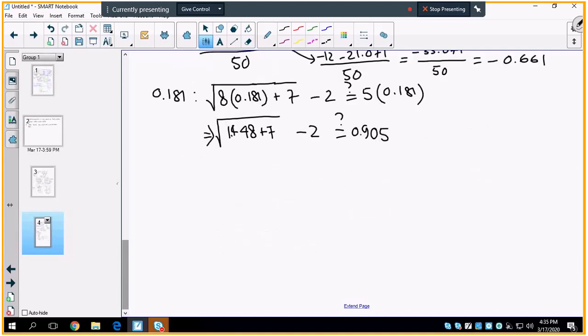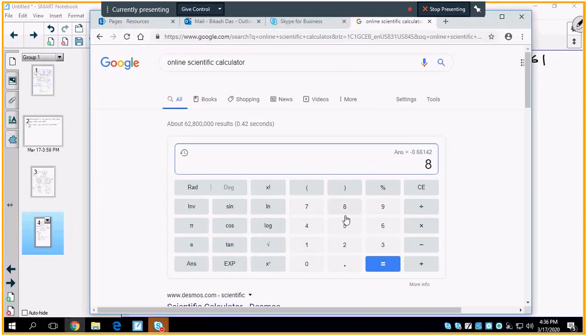Now remember, I was rounding my answer, so it might happen that the two sides are not exactly equal to each other after I simplify, but they should be pretty close to each other. So when I add these two numbers, I get 8.448, and I want to take the square root of this number, subtract 2, and check whether that is equal to 0.905. So let's take the square root of 8.448.